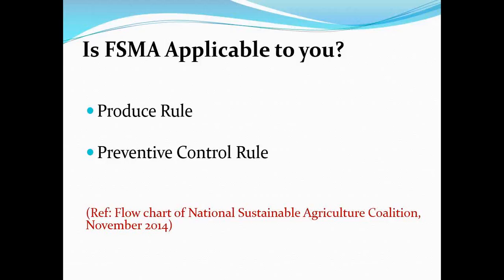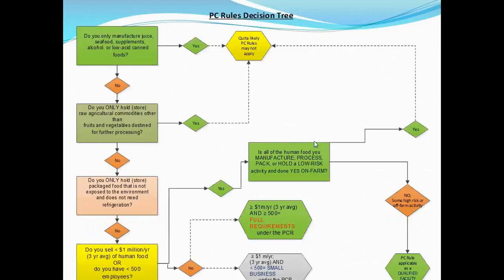And in the next slide, I'm going to make use of a flowchart from the National Sustainable Agriculture Coalition, dated November 2014, to explain the applicability of the preventive control rule for human food. Let me go to the next slide. This is known as the PC Rules Decision Tree.